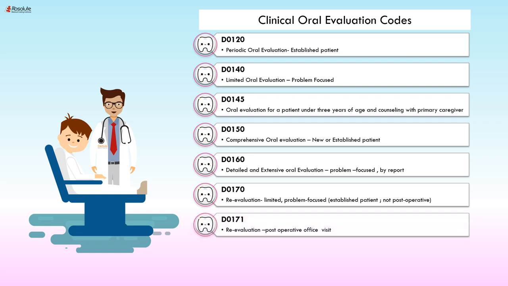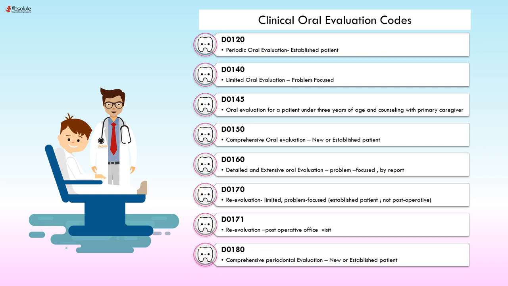Okay, and then we have D0171, a re-evaluation of post-operative office visit. Re-evaluation, pretty much this one is straightforward. Then we're going to move on to D0180, comprehensive periodontal evaluation for new or established patient. Now, this procedure is indicated for a patient showing signs or symptoms of periodontal disease and for patients with risk factors such as smoking or diabetes. Okay? All right, so that's it.